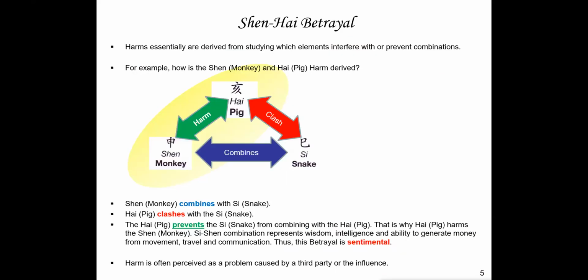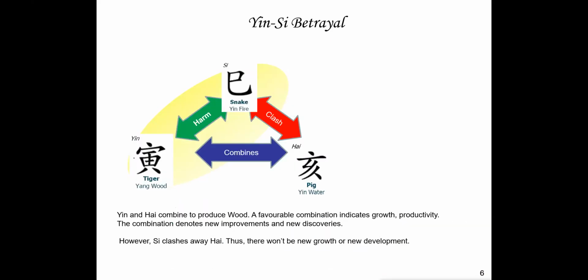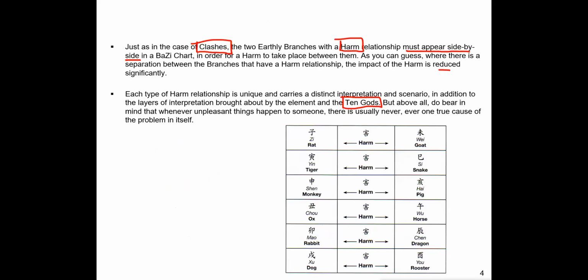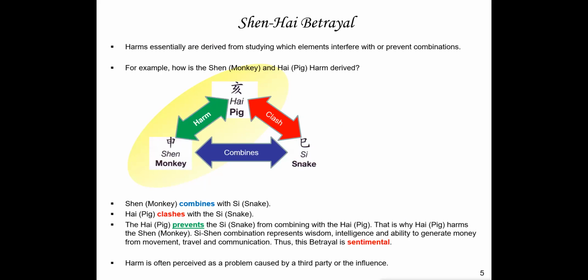There are two elements here. So you got the monkey, and then you got the tiger. We come to the monkey. There's also the other side. This is also the other side. Okay. So harm. So here, harm.